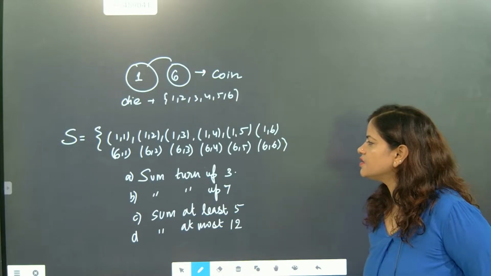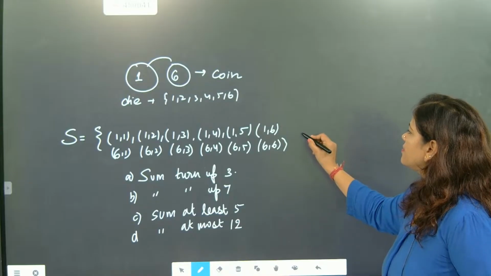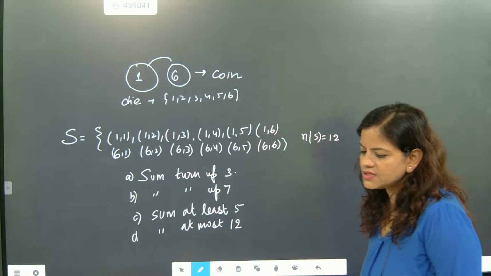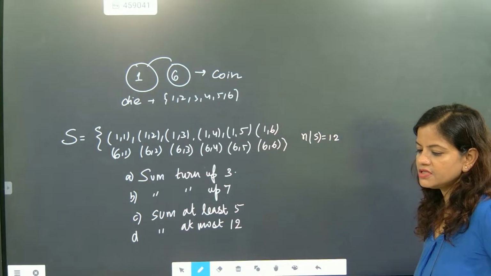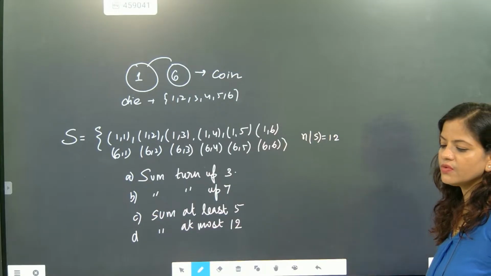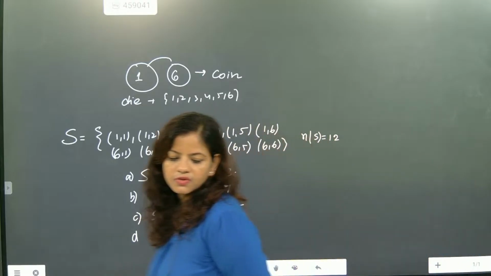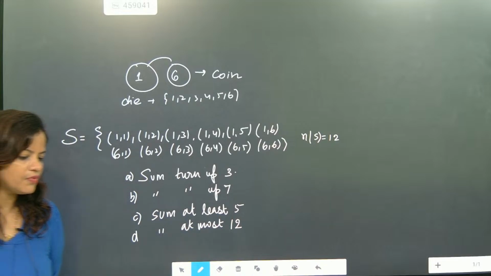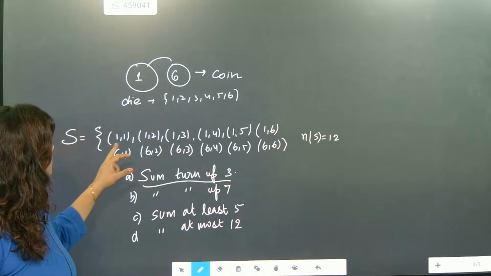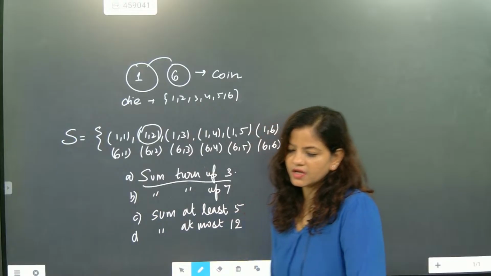Nishika, can you start answering the question? Sum turns up as 3. The total sample space is coming as 12. Start trying the question, please. Then what answer are we going to find? Total sample space is 12, so Rudra says 1 by 12. Sum turning up 3: how many are coming? Only one is coming as 3. Super, Rudra, correct.